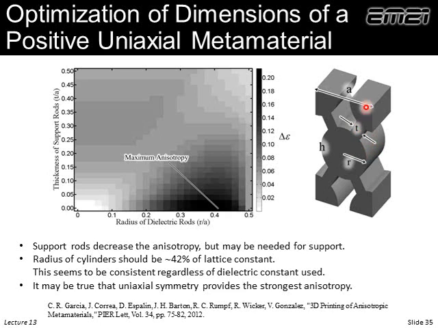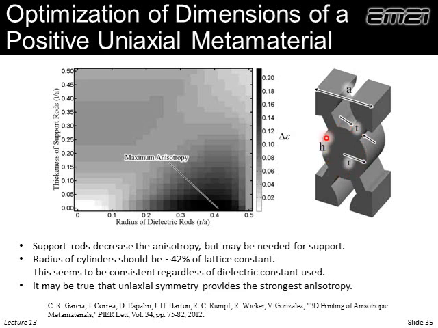So given these, we want to optimize all these different parameters and to try to get the strongest amount of anisotropy. And of course, what we found is this dimension T should be 0. So electromagnetically, we don't want those there. Structurally, we have to have them there, so we're forced to have some T. So the rule of thumb is we make these supports just as thin as we possibly can, so that it still can support itself and form well.